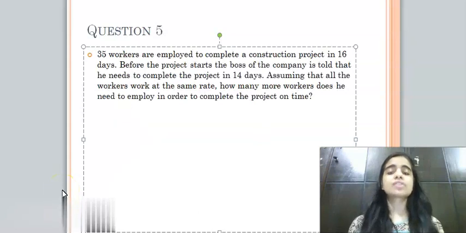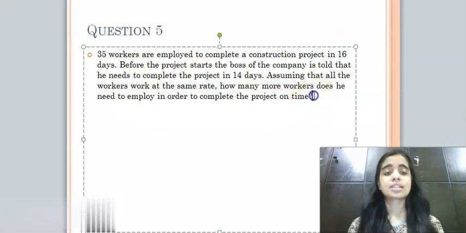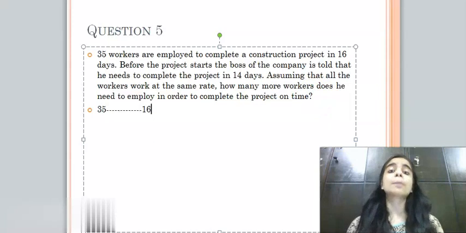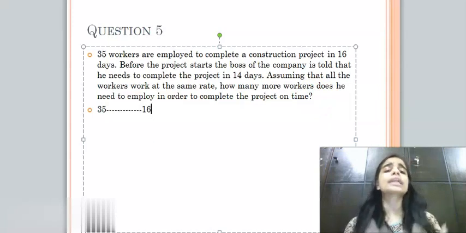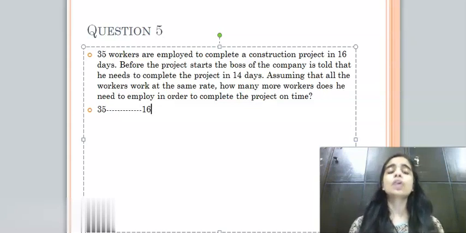Alright, now let's read question number 5. 35 workers are employed to complete a construction project in 16 days. So 35 workers take 16 days. Before the project starts, the boss of the company is told that he needs to complete the project in 14 days. So now the boss is told that he needs to complete it quickly, okay? Not in 16 but in 14 days.